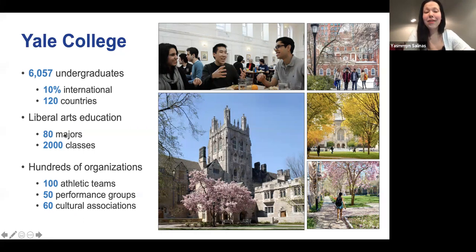So anything you want to learn here at Yale, you can do that. There are 80 different majors and 2,000 different classes to choose from, and you get to have your pick. You get to design your own curriculum. There are also a lot of different ways to get involved around campus. We have over 100 different athletic teams, 50 different performance groups, 60 cultural organizations.